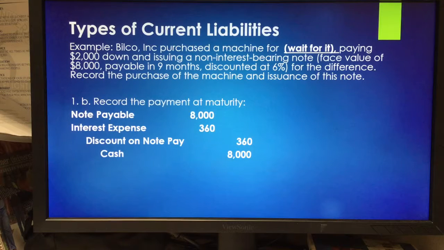We also want to record the payment at maturity, and you can see here we've got to debit the note payable for $8,000. We've got to get rid of that discount on note payable for $360. And notice what happens, that discount here, when we recorded it, I said it's future interest expense. Well, here's where we recognize that interest expense of $360. Of course, there's the cash of $8,000 that we have to pay in order to pay off this note.